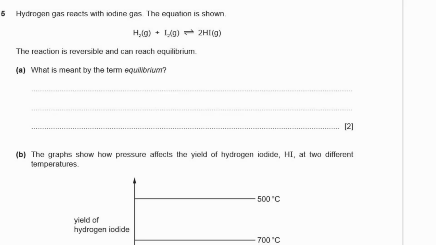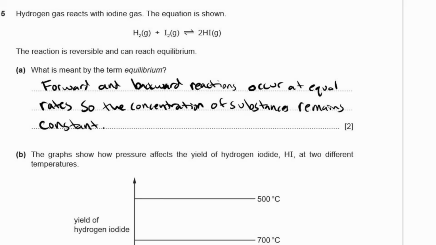Question 5. Hydrogen gas reacts with iodine gas. The equation is shown. So 2 gases produce a gas. The reaction is reversible and can reach equilibrium. What is meant by the term equilibrium? Equilibrium means that there's a reaction happening forward and there's a reaction happening backwards, but the rates of reaction for the forward reaction and the backward reaction are equal. So the forward and backward reactions occur at equal rates, so the concentration of substances remains constant.